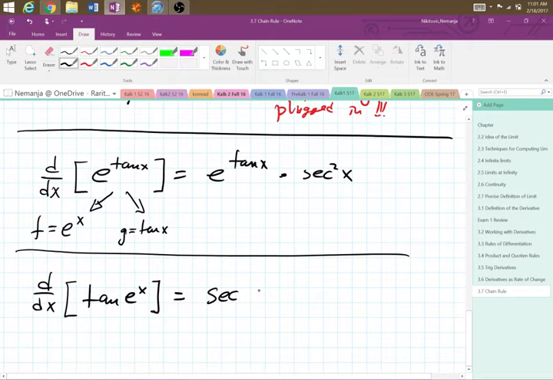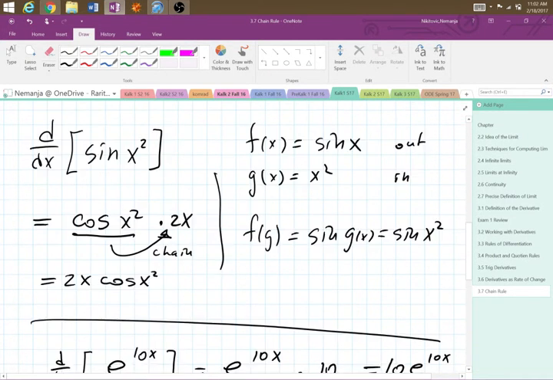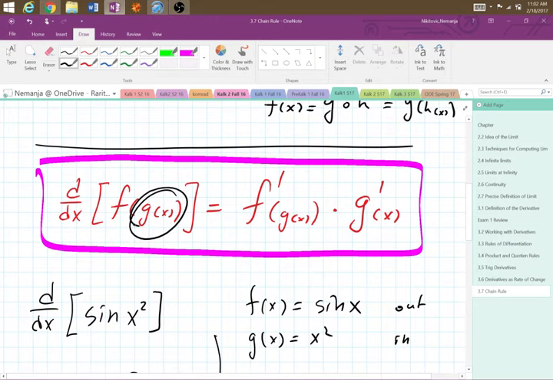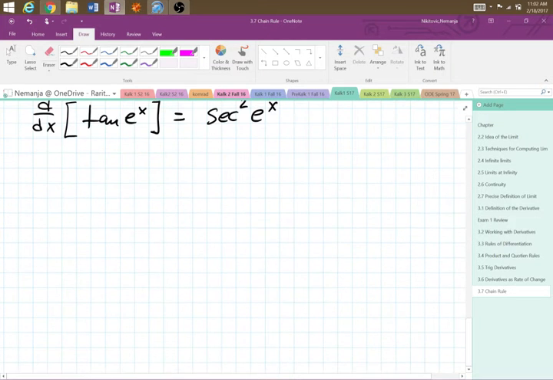So we have secant squared e to the x. So you literally think of this as derivative secant squared, and then whatever is there, just copy it. Like Control C, Control V. Because in the formula, this g here is exactly this g here. So in the formula, these two g's are exactly the same thing. That's why I am copying e to the x.